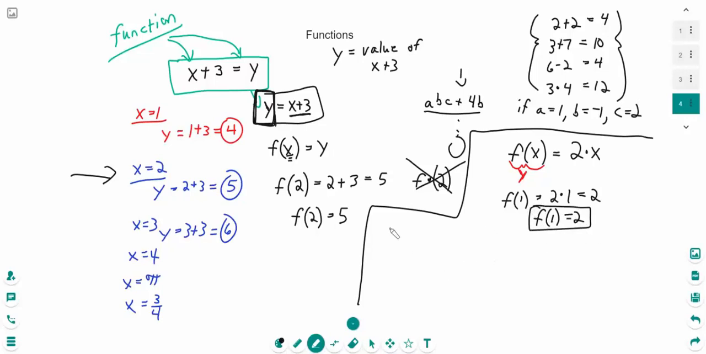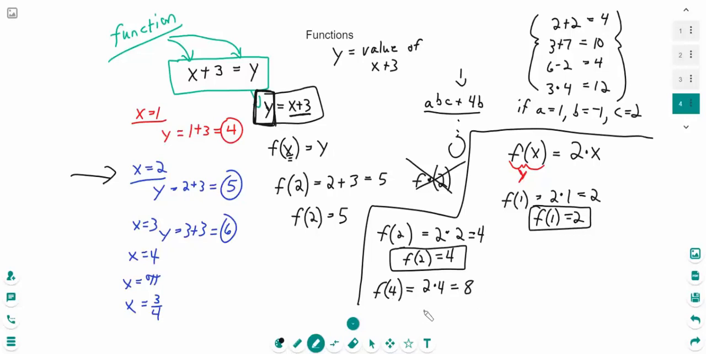Okay? What's f of 2? Well, f of 2 is where this x is now a 2, so we have to plug in the 2 for the x over here. So it's going to equal 2 times 2, right? Which is 4. So f of 2 is equal to 4. What's f of 4? Well, f of 4 is equal to the 2 times the x, which we said now is 4, which is equal to 8. So f of 4 is equal to 8.